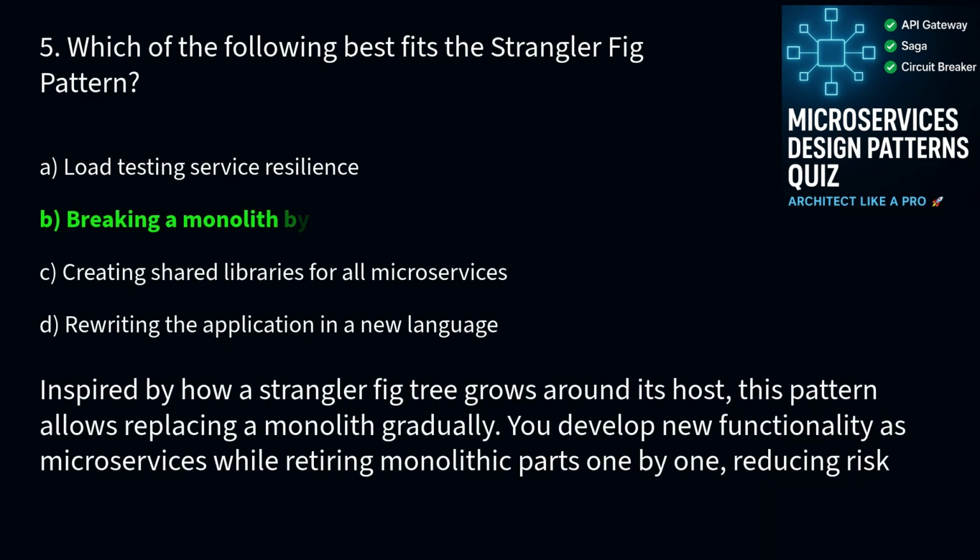Strangler Fig pattern. Inspired by how a strangler fig tree grows around its host, this pattern allows replacing a monolith gradually. You develop new functionality as microservices while retiring monolithic parts one by one, reducing risk.